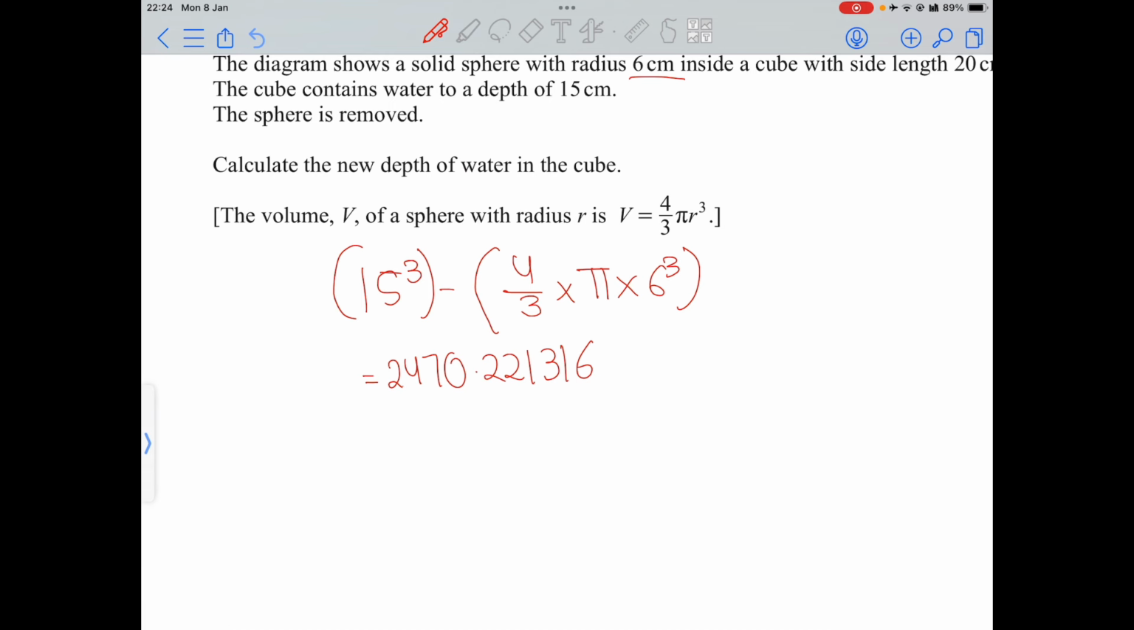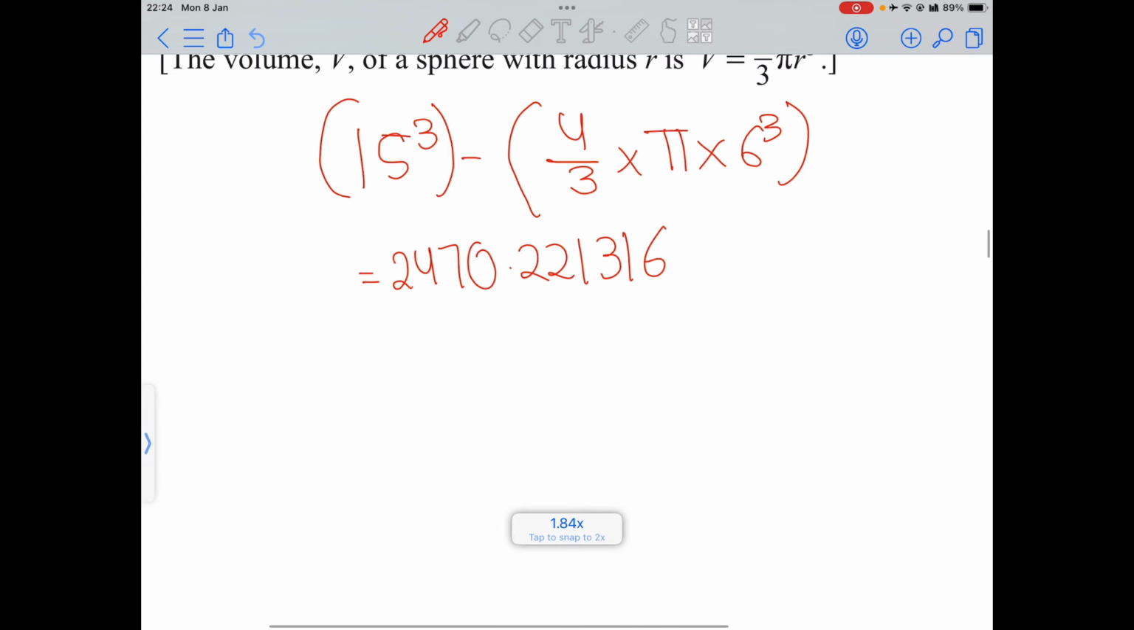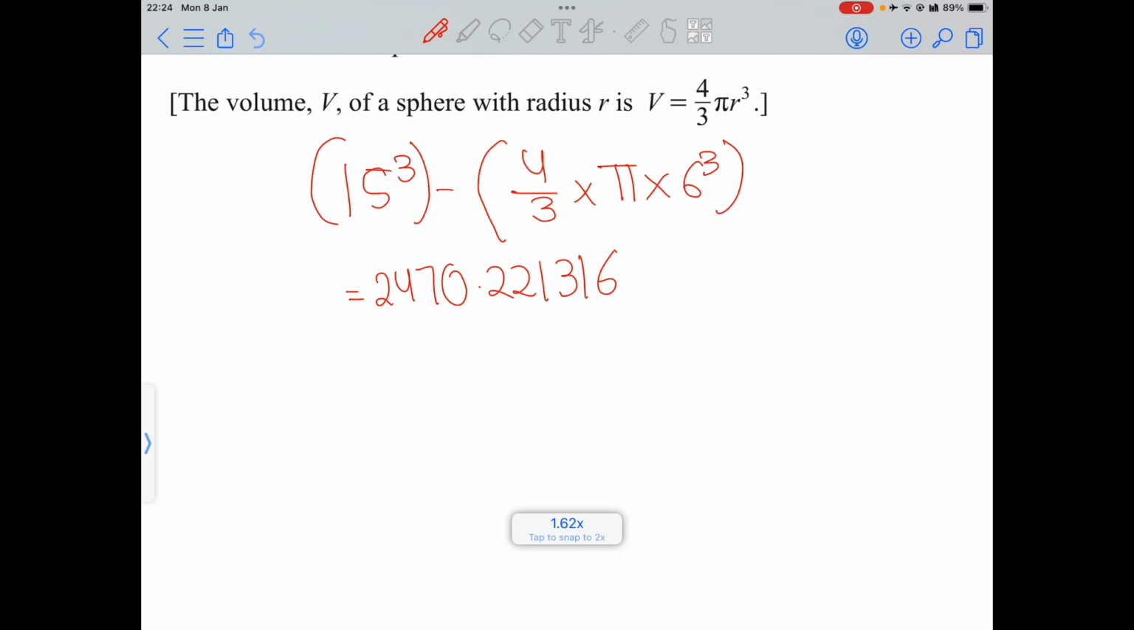If you want to show it in cube form, you know that the three lengths would be multiplied, and if the three lengths are multiplied, they must be the same. That means they are being cubed. So to find the height, the depth, we just cube root this. Cube root of 2470.2213.